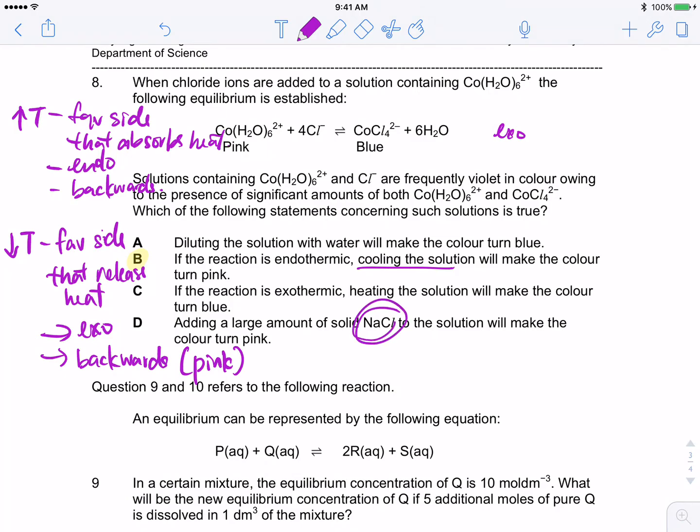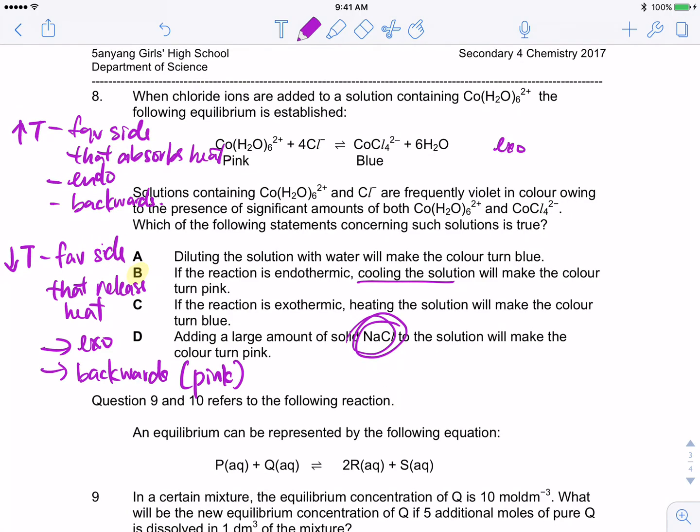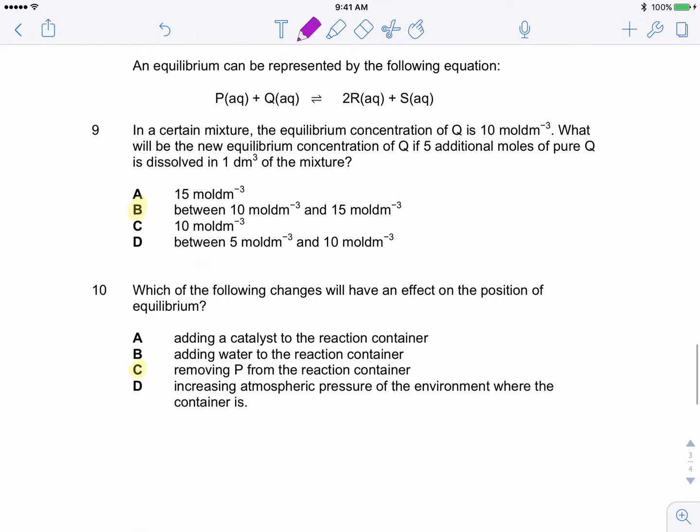D. Adding a large amount of solid NaCl to the solution will make the color turn pink. Now, when we add solid NaCl, it will dissolve, right, and give us more chloride ions. When this increased, it will shift towards the right and the color will turn blue.